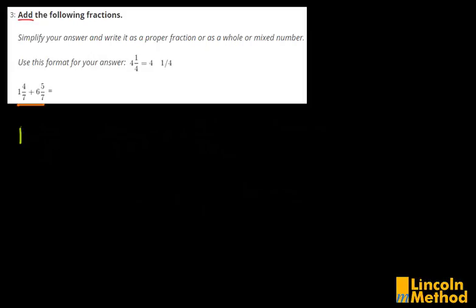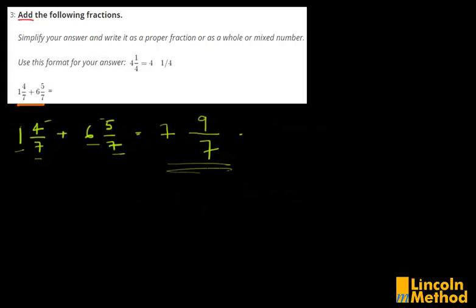We have 1 whole 4 over 7 and 6 whole 5 over 7. Now if I add the whole numbers first, what I get is 1 plus 6, which is 7. And again, since both of these fractions have the same denominator, the answer is going to have the same denominator as well. Now if I add these numerators, 4 plus 5, that equals 9. So we have 7 whole 9 over 7. But this is not our answer.